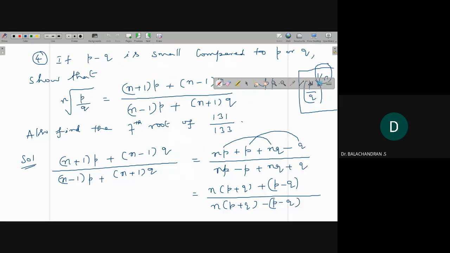But still there is one more subdivision. Also find the seventh root of 131 by 133. So here n equal to 7, P equal to 131, Q equal to 133. Okay. So first write the expression. Write this expression.